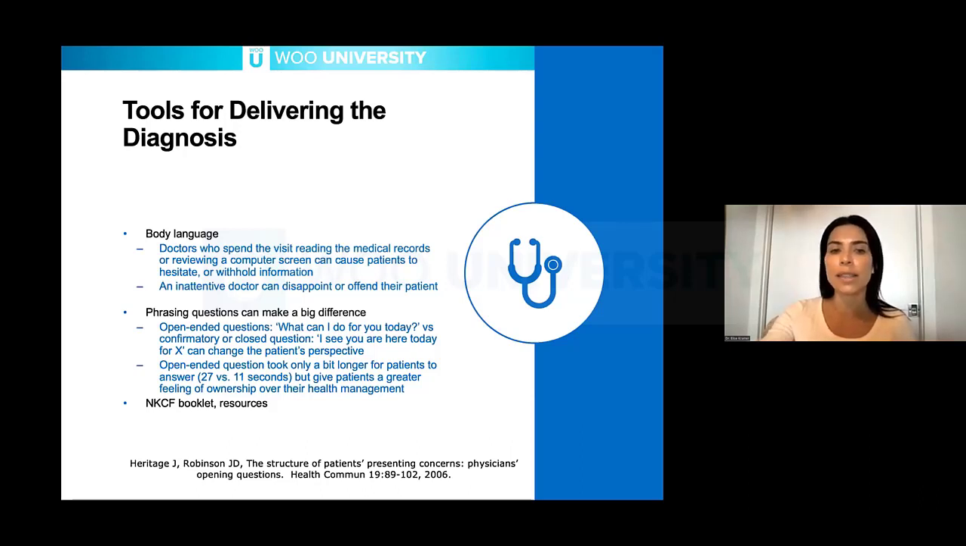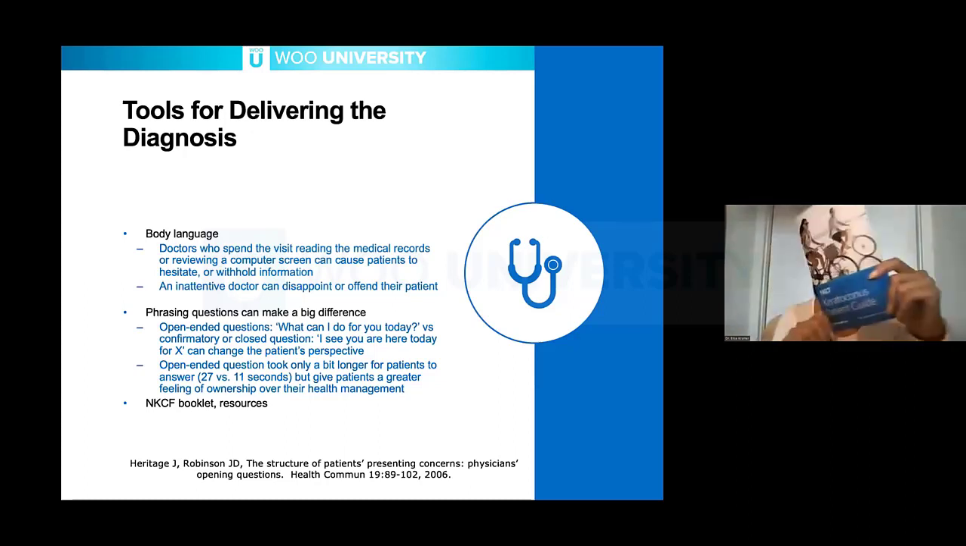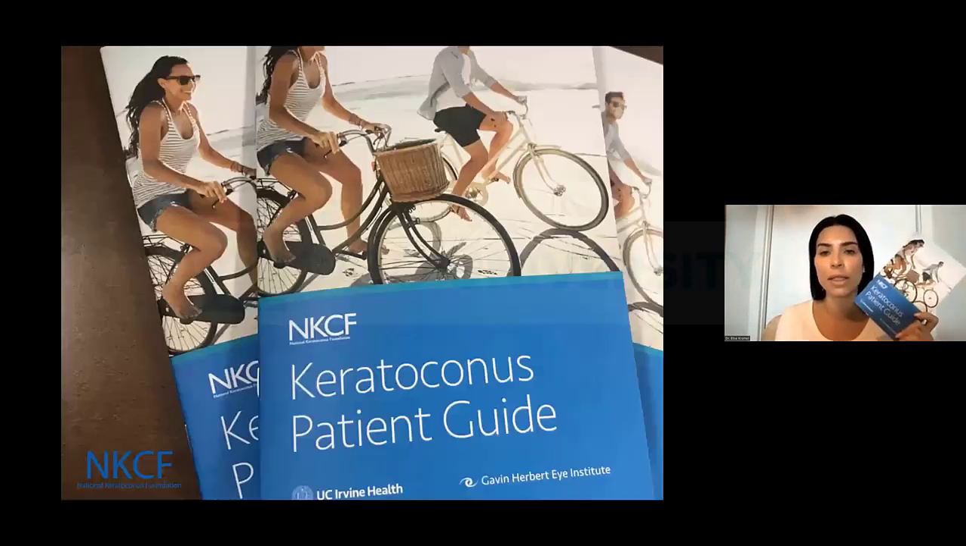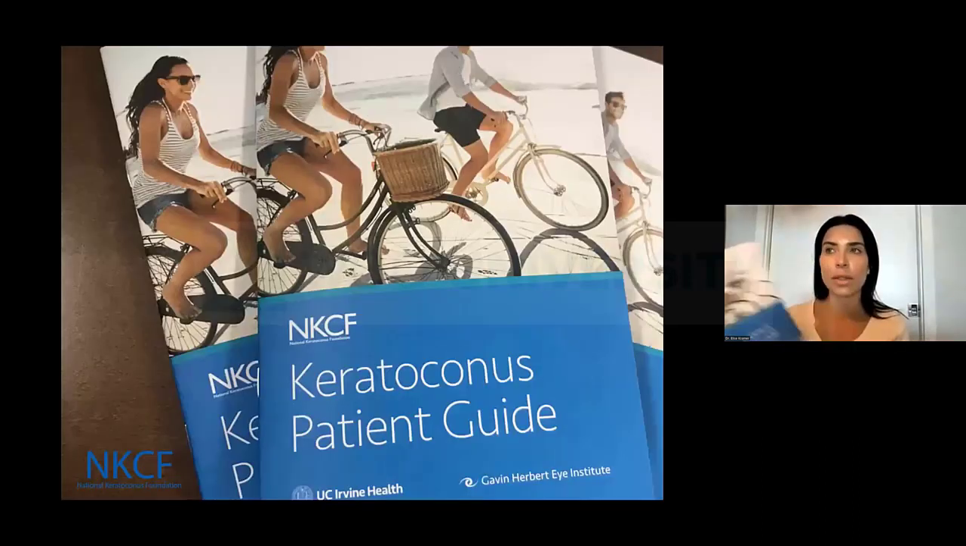But the NKCF booklet, which I have right here, if you can see your video, it's me holding the booklet. I have a lot of these in my office. It's very, very useful. You can get them directly from the NKCF website, and I will give this to the patient. I won't just give it to them, but I'll actually go through the pages with them.